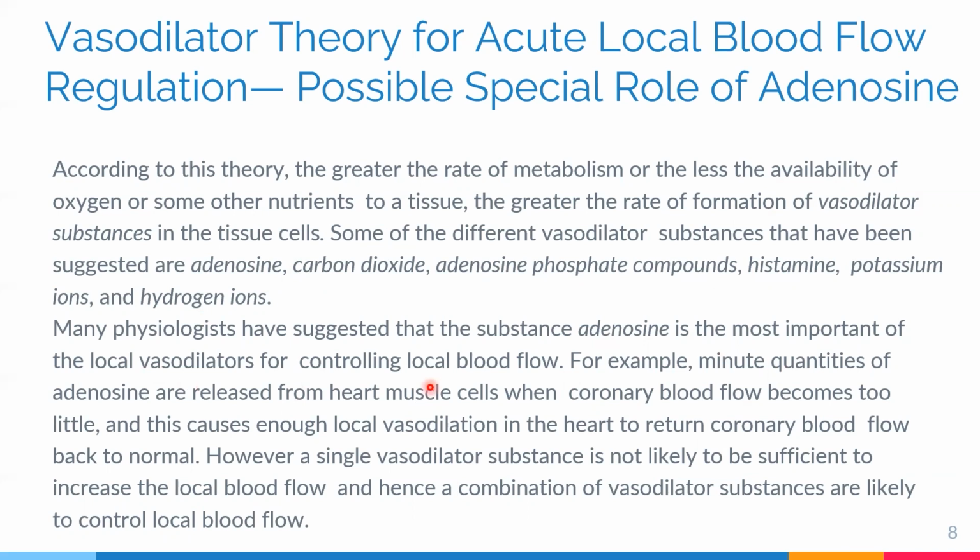It has been speculated that the substance adenosine is the most important of the local vasodilators for controlling local blood flow. For example, minute quantities of adenosine are released from heart muscle cells when coronary blood flow becomes too little, and this causes enough local vasodilation in the heart to return the coronary blood flow back to normal. However, a single vasodilator substance is not likely to be sufficient to increase the local blood flow, and hence a combination of vasodilator substances are likely required in order to control the local blood flow acutely.